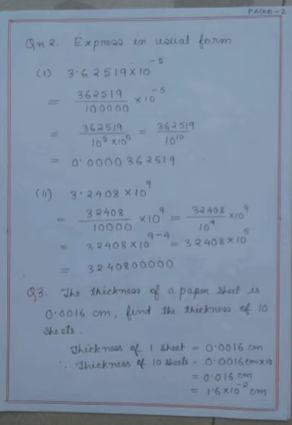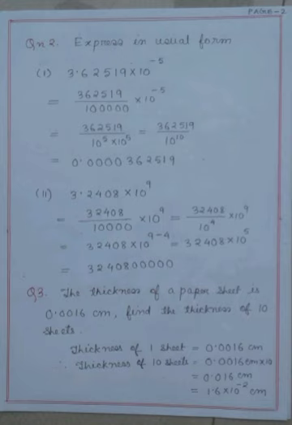By using the laws of exponents, I can write it as 3.62519 divided by 10 to the power 5 into 10 to the power 5, which is 10 to the power 10. 3.62519 divided by 10 to the power 10, which will give that the decimal will be before 10 digits of the number. So if I write it in a decimal form, it will be 0.000362519 in usual form.